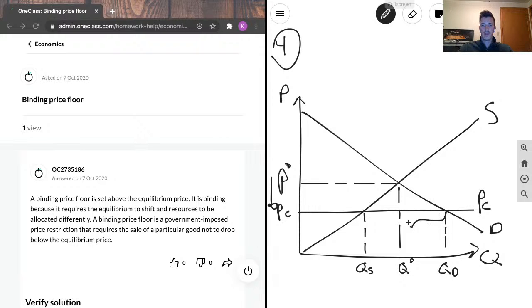From here, we can see that our quantity demanded is greater than our quantity supplied. So this difference is what we're going to call a shortage. People want, say, 50 of this good, but there's only 25 in the market because of the low price.